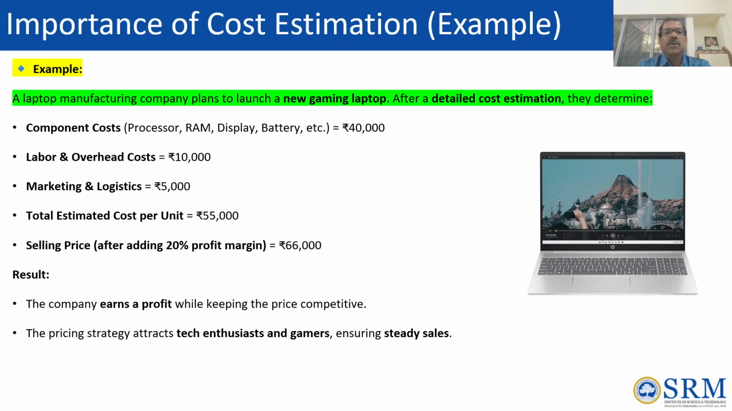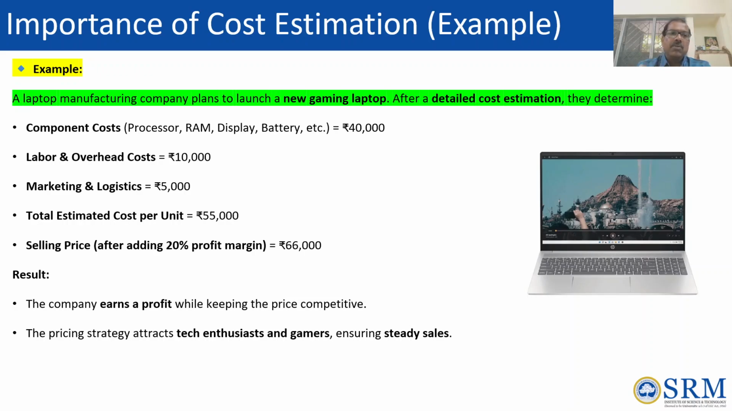Assume that cost is 10,000. Then you need to do the marketing and logistics, for which they estimate 5,000 rupees. So the total estimated cost per unit, remember it's only per unit, is 55,000. This is what they originally estimated. But when they sell, they can't sell it for 55,000 rupees itself. They need to add some profit also. The selling price depends on how much the company fixes: it may be 10, 15, 20 or 25 percent.